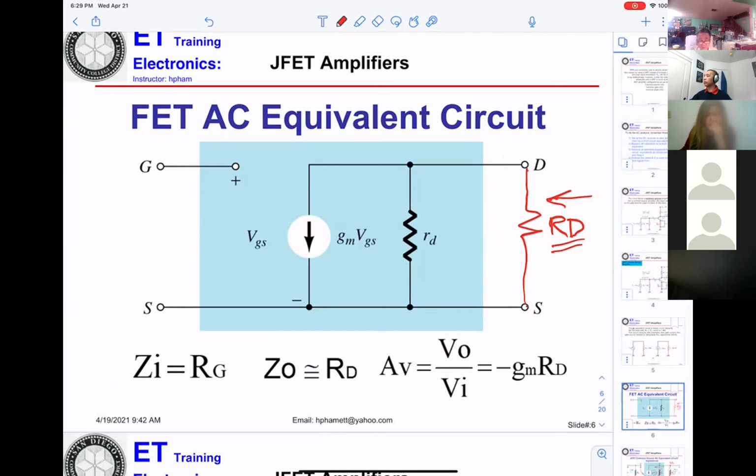You mean small rd? Why does small rd get ignored? Oh, you mean rd here? Yeah, the internal resistor. What happened to that resistance? I don't understand why it gets ignored.